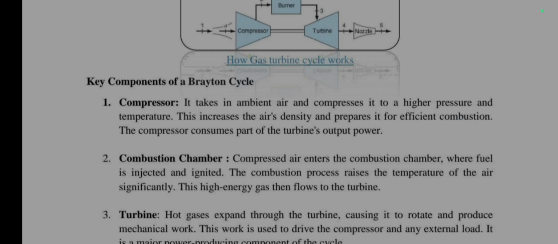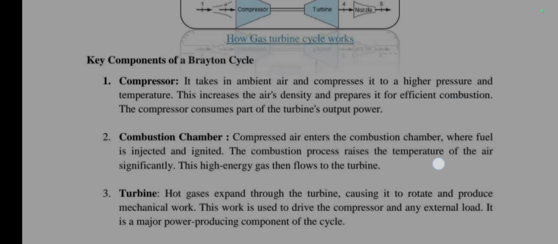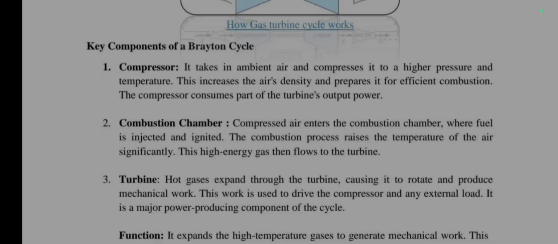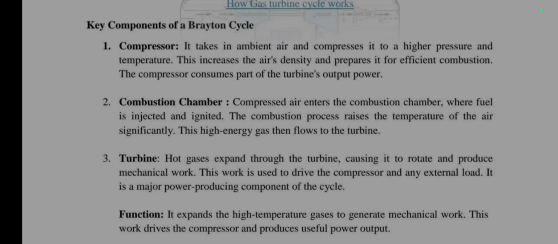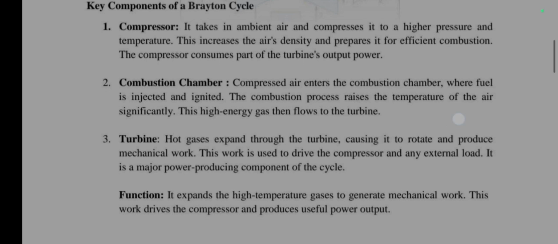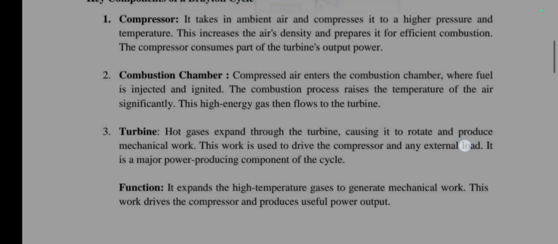Key components of a Brayton cycle. First one, compressor. It takes in ambient air and compresses it to higher pressure and temperature. It increases the air's density and prepares it for efficient combustion. The compressor consumes part of the turbine's output power.